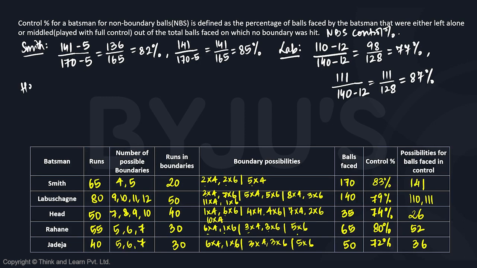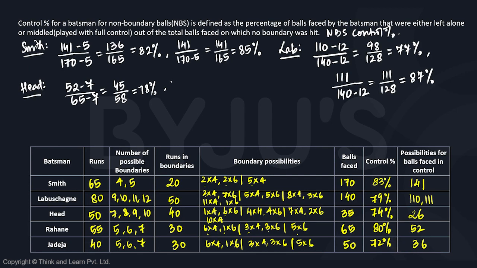Let's talk about Head now. Head, similarly, was in control of 26 balls out of 35, and he can hit a maximum of 10 boundaries over here and a minimum of 7. So if we want to minimize this percentage, we will have 52 minus 7 upon 65 minus 7, so that the percentage ranges are unique. So this is going to give us 45 out of 58, which will give us 78%.